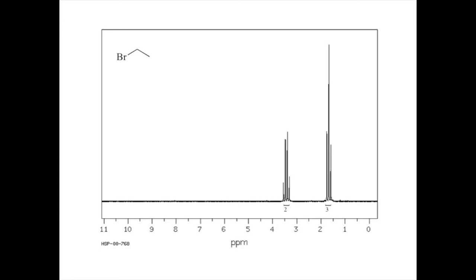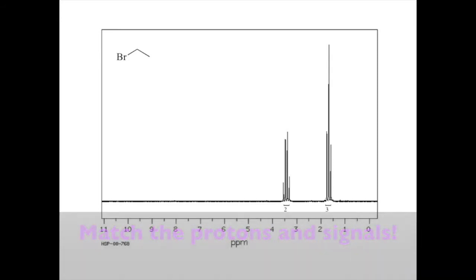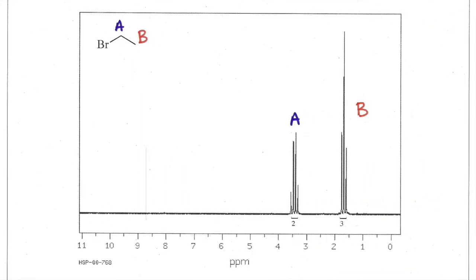Here is the spectrum for 1-bromoethane. Can you determine which peak belongs to which set of protons? So the protons that we previously identified to be purple are going to be protons A in this example. The protons that we previously identified to be orange are going to be B in this example.